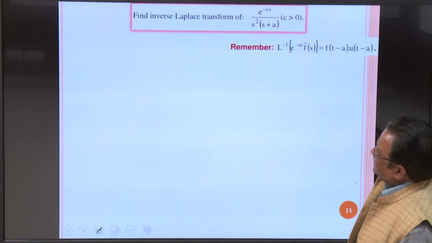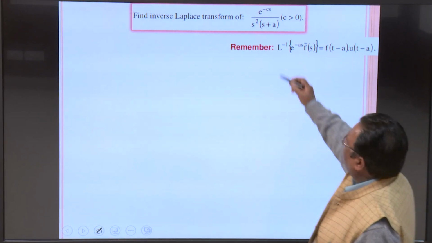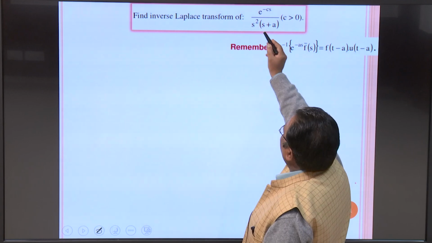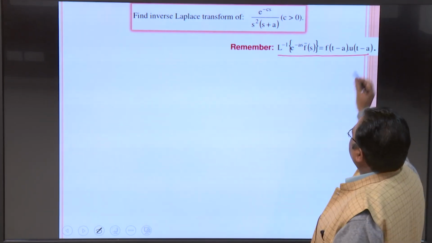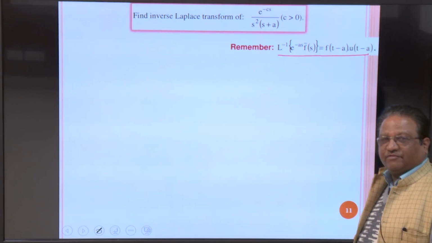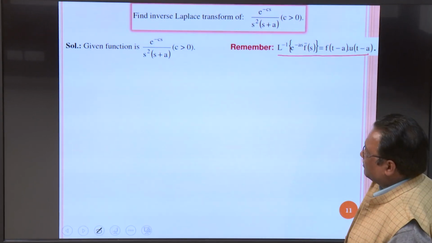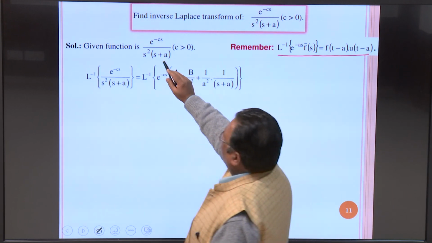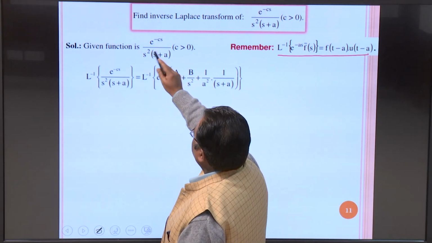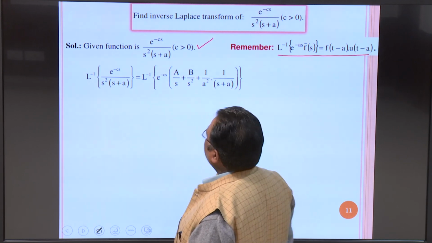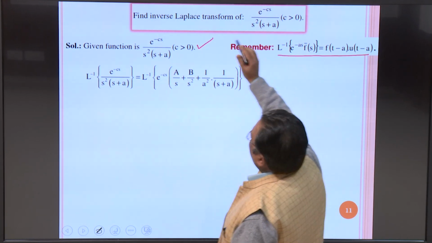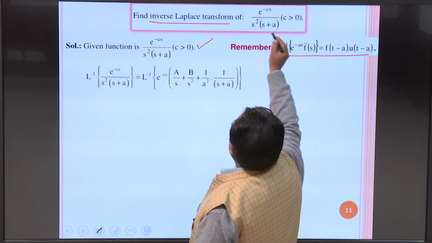Now one more question. Find the inverse Laplace transform of e^(−cs)/(s²(s + a)), c > 0, and always remember this shifting property, the second shifting property. In this problem, the expression is e^(−cs)/(s²(s + a)), c > 0.